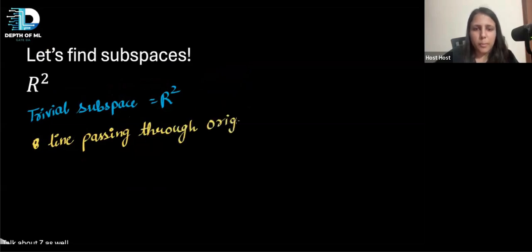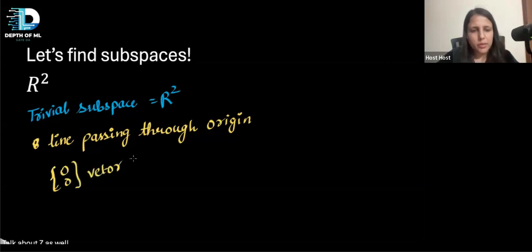Origin. And also I had a very interesting answer. The zero vector, right? Let me not call it zero vector, this. So this is itself a subspace. Can you guys see how this is a subspace?